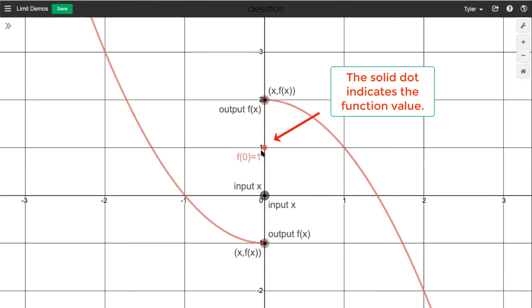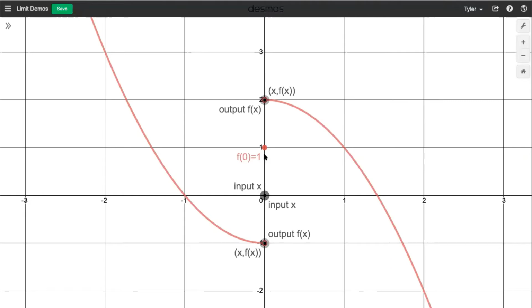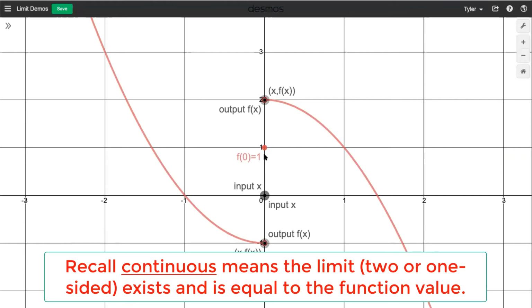The function's value itself is 1. So it doesn't equal either one of those one-sided limits. So this function is not continuous. It's not continuous from the left. It's not continuous from the right.